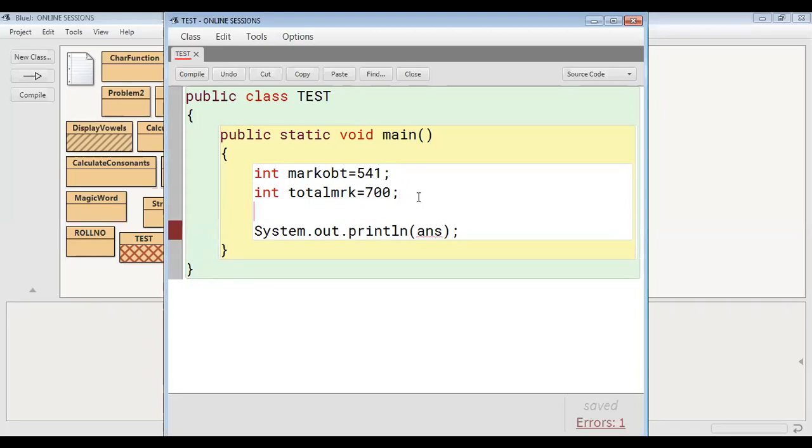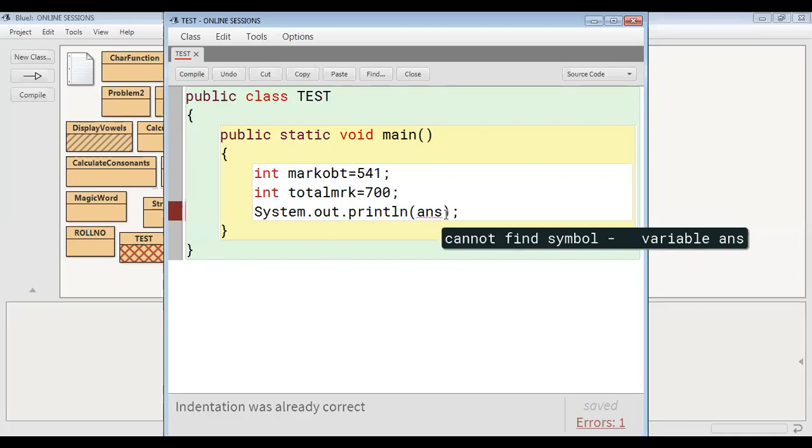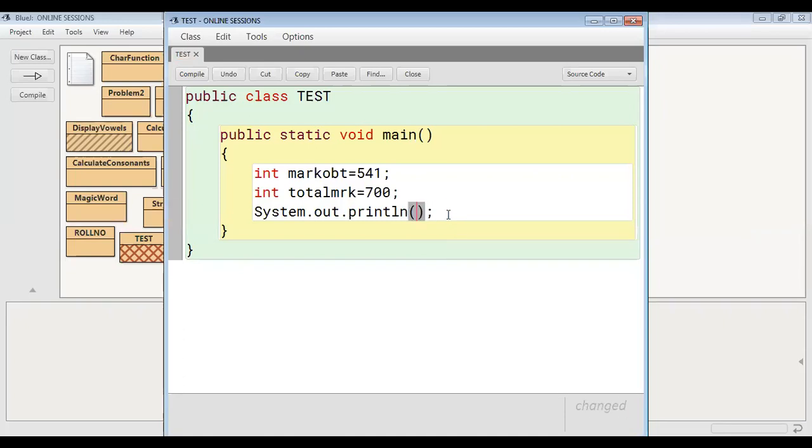So assume I want to calculate the percentage. We know how we calculate the percentage. The percentage is marks obtained divided by total marks into 100. So let me write it: MARKOBT, marks obtained, divided by total marks, TOTAL, into 100. Yes, that's the formula to find out the percentage. Marks obtained divided by total marks into 100.